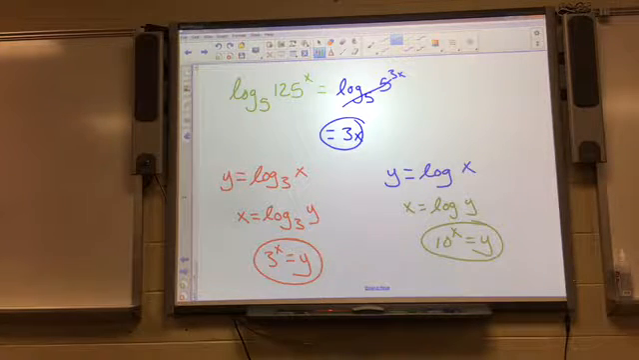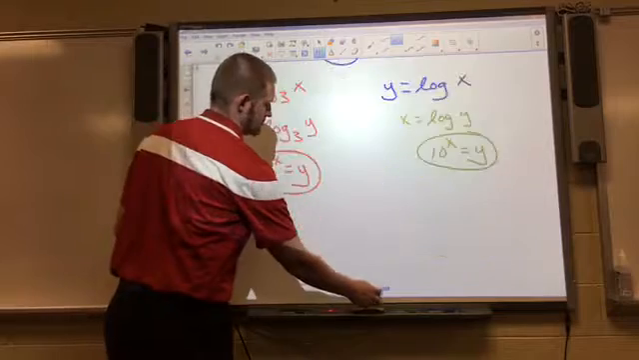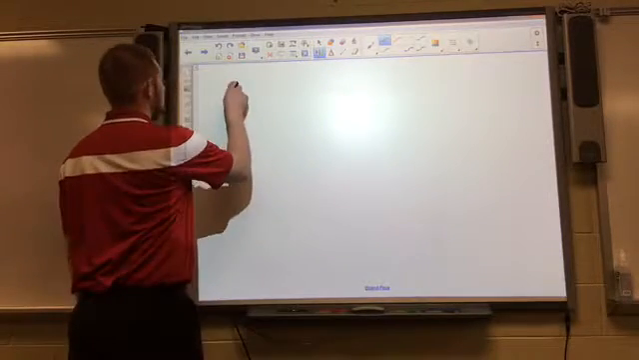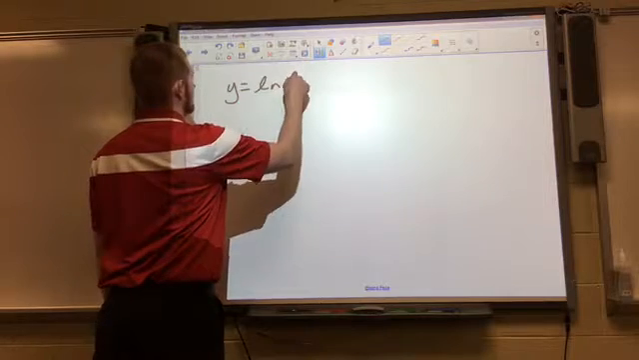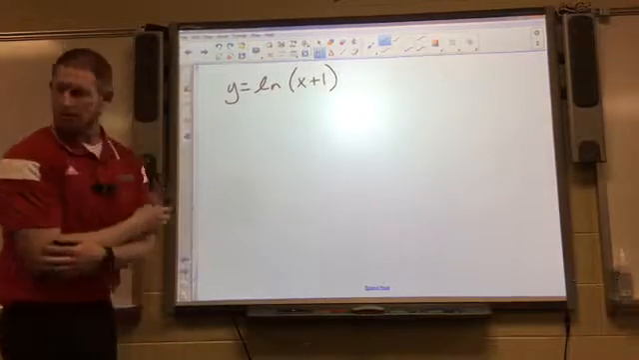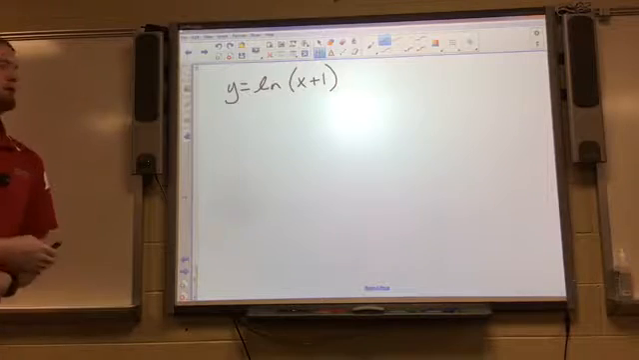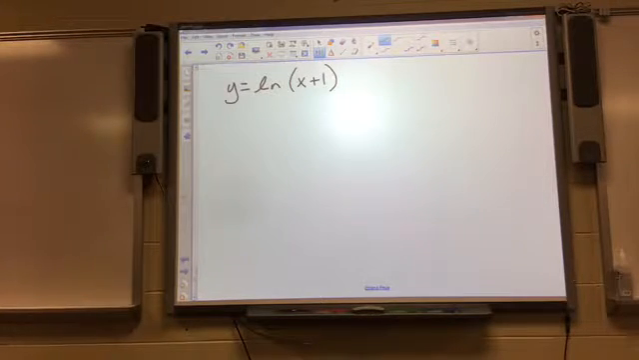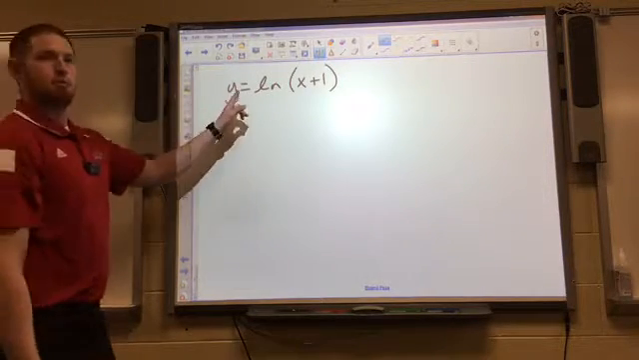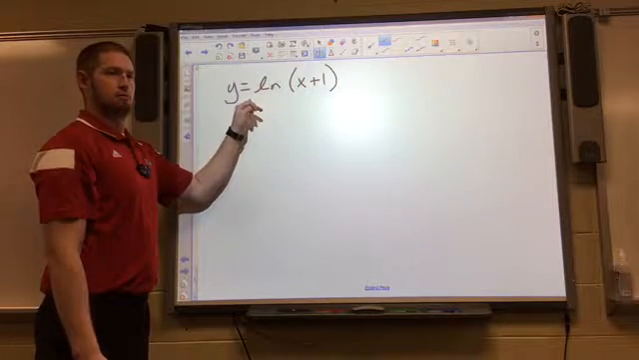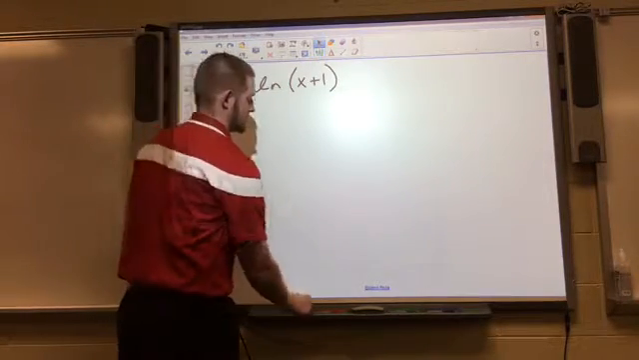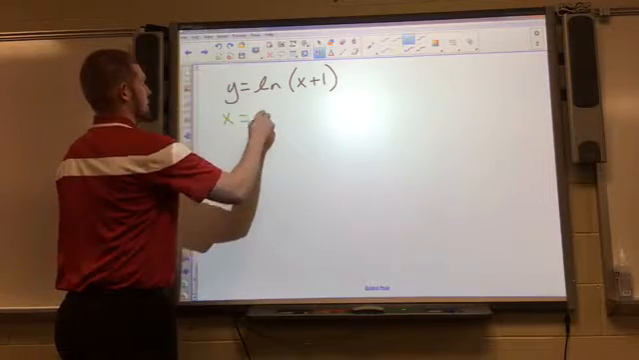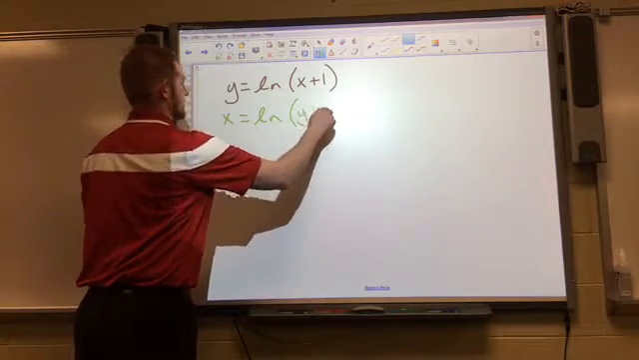Okay, let's do one more of these inverses. I have y equals ln of x plus 1. I think is what it says. Maybe it says -1. No, that's right. Let's worry about what we're working on right now. First step of finding an inverse, Lorelai. Switch your x and your y. So I have x equals ln of y plus 1.